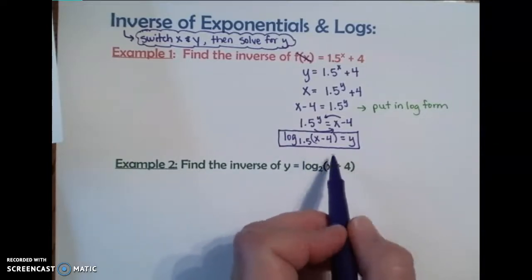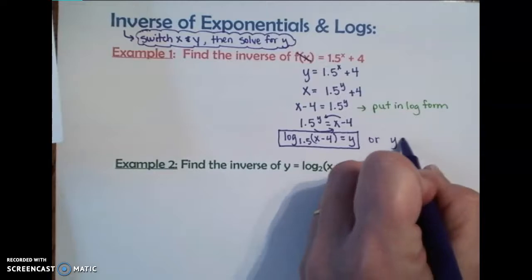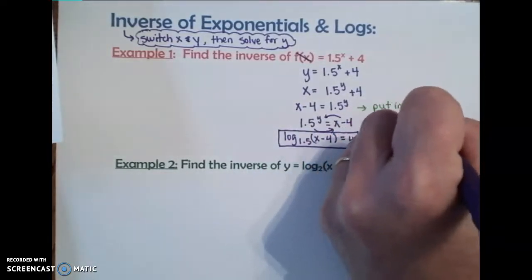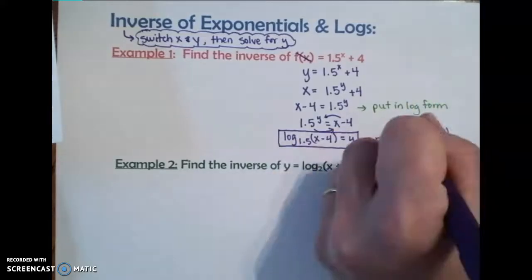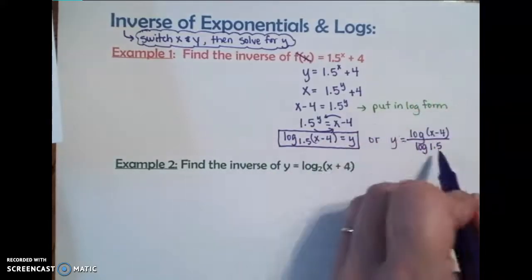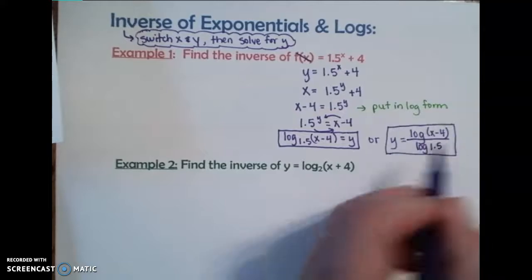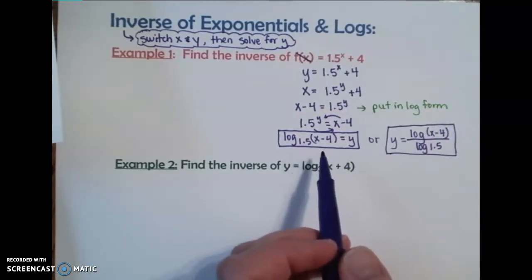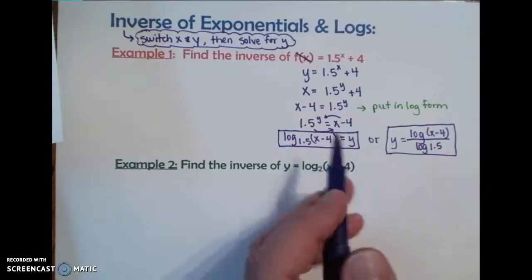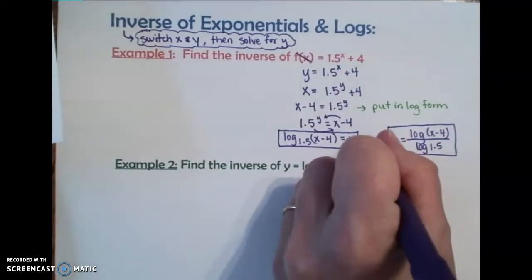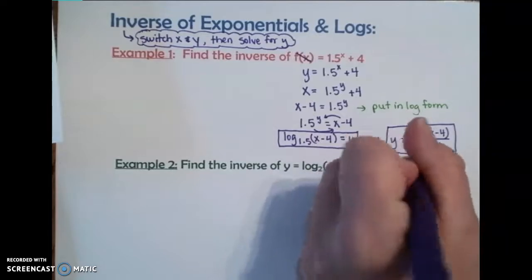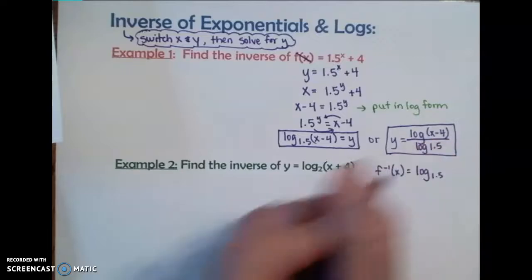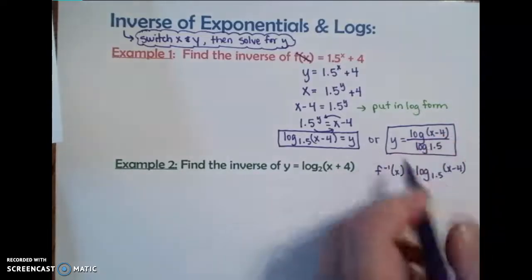Another way that you may see them write this, they may use your change of base formula and write log of x minus 4 over log of 1.5. So just to kind of tell you that your answer choice could be manipulated just a little bit based off of how the equation's set up. But once you get y by itself, you're finished, and technically we should go back to that inverse notation instead of that y equals. Like that.